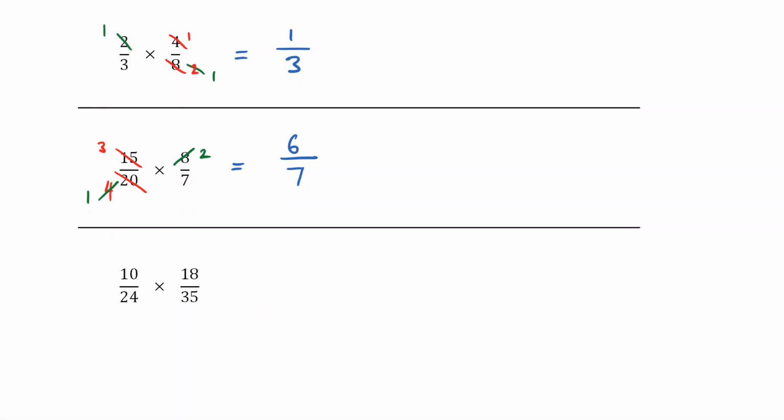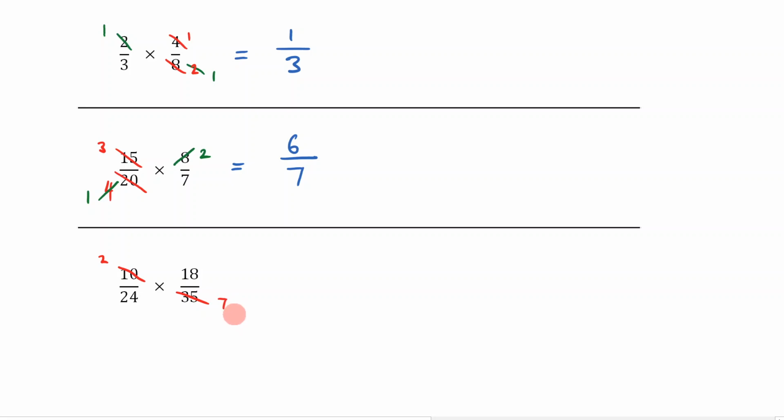So let's have a look around here. What can we do? You know, the first thing I would probably want to do is this 10 and 35. Both of those are divisible by 5. So let's do that first. 10 divided by 5 is 2. 35 divided by 5 is 7.